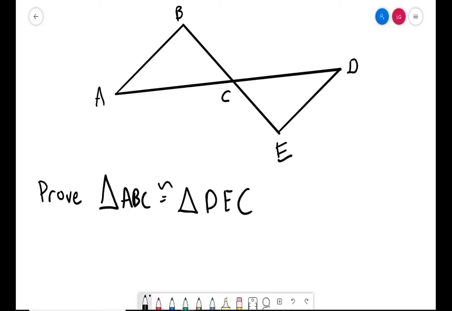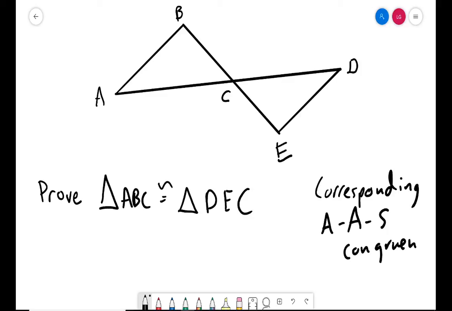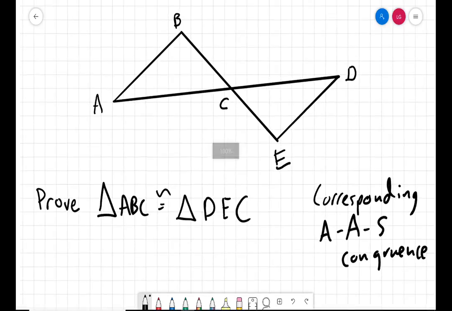And what has been proven is that if you have corresponding angle, side congruence, then triangles are congruent. So if we get corresponding angles that are next to each other and then a side that's exterior to those two angles, then we will have congruence. So let's take a look.